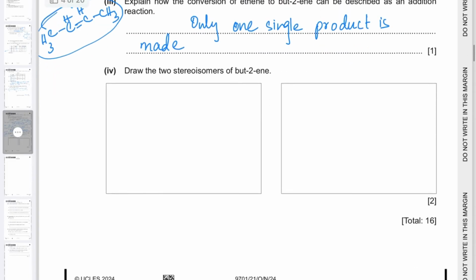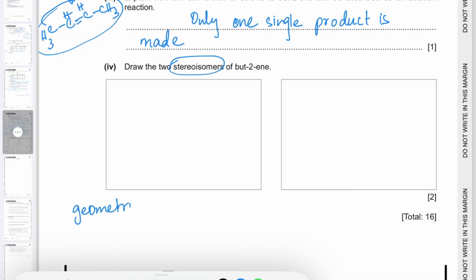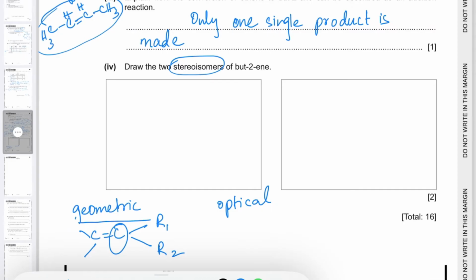Part 4, draw the 2 stereoisomers of butene. Okay, let's come to stereoisomers now. There are 2 types of stereoisomers. You will have geometric or optical stereoisomers. Geometric isomerism occurs due to carbon-carbon double bond when both of these carbon atoms involved in the carbon-carbon double bond are bonded to 2 different groups of atoms. Whereas optical isomerism occurs when a carbon atom is single bonded to 4 different atoms or groups of atoms.